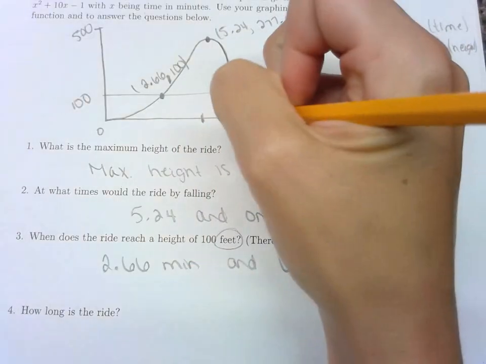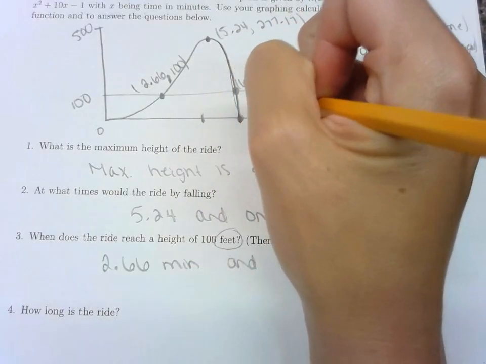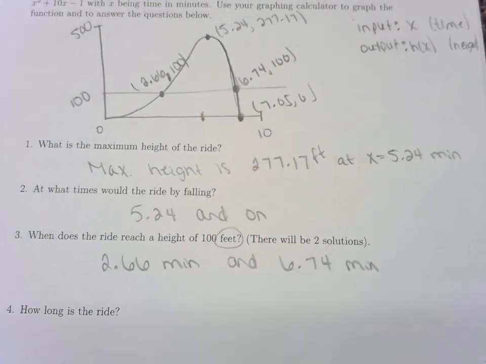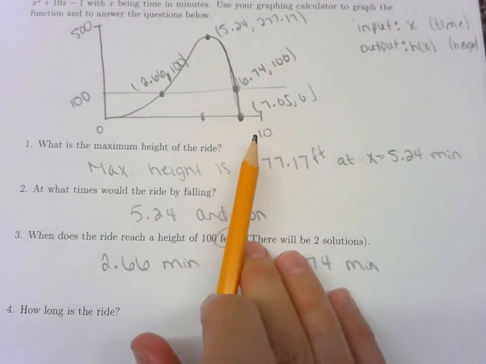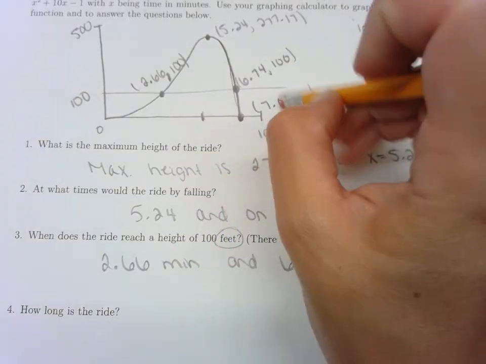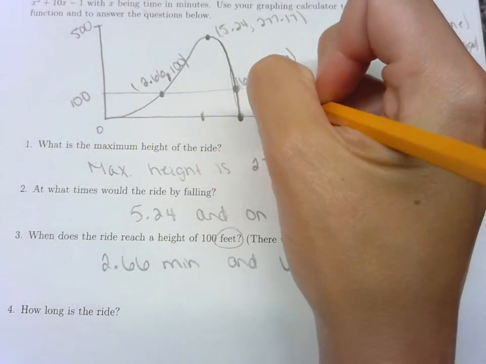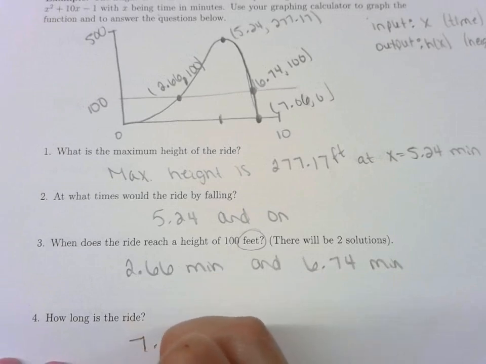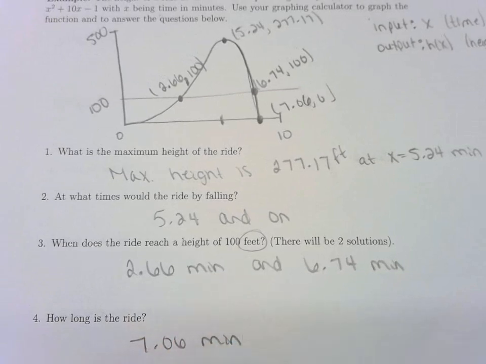7.050. So that's this point here. So how long does the ride last? About 7.06, this would be in minutes. Alright, so there is that. So we will go ahead and stop there, and we will continue with transformations of functions in part 4.